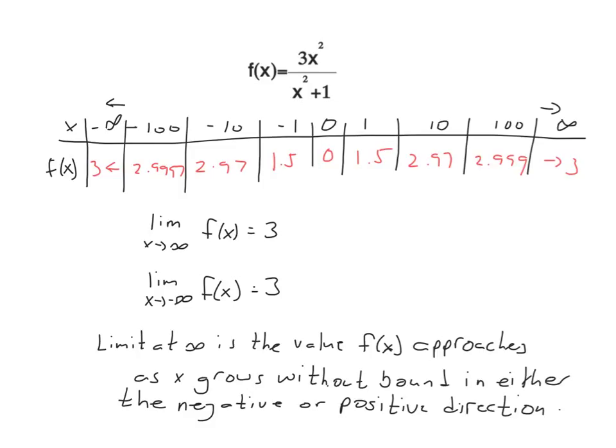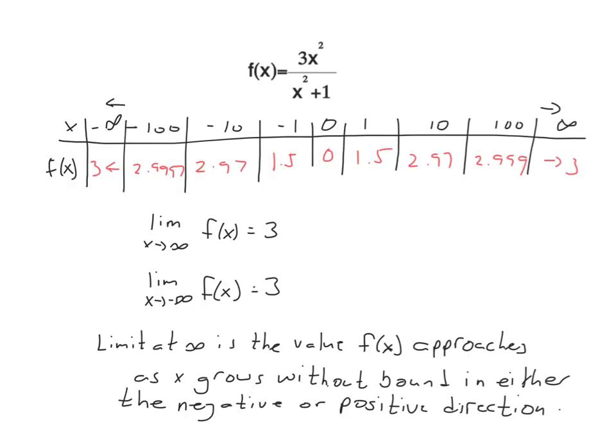When you put in negative 1, you're going to get 1.5. Negative 10, you get 2.97, just like we did over here. Negative 100, you get 2.9997. And again, as our x values go off towards negative infinity, in other words get to be a large negative number, my function values are still approaching 3. So I would say that the limit as x approaches negative infinity of f of x is equal to 3.